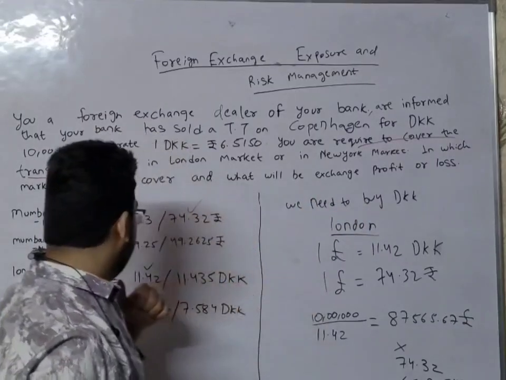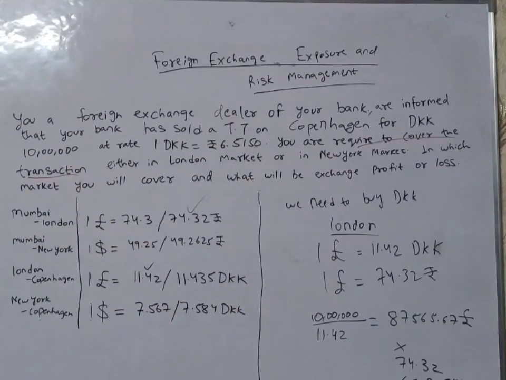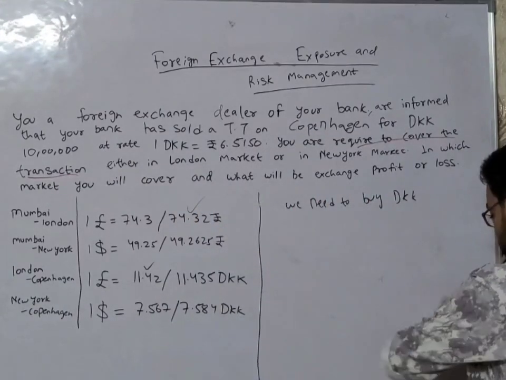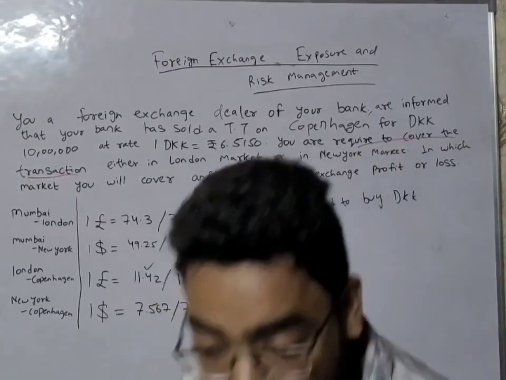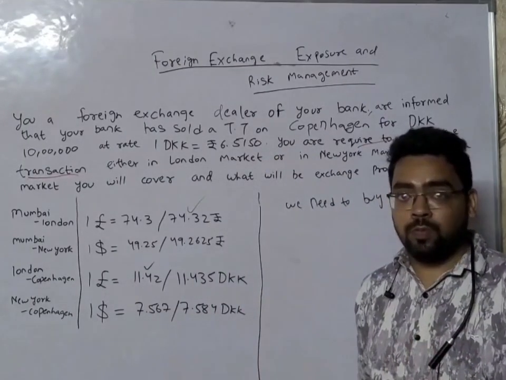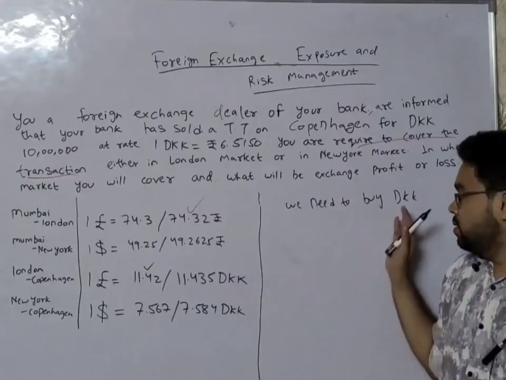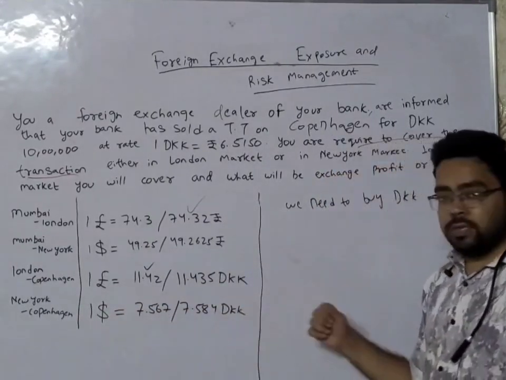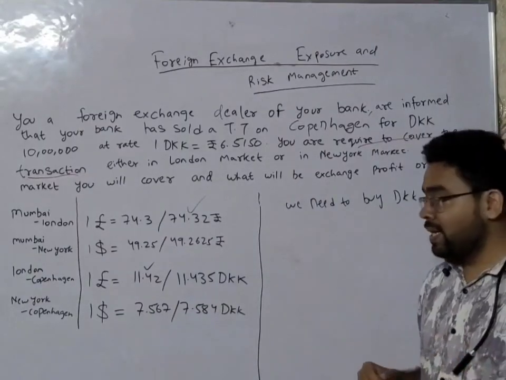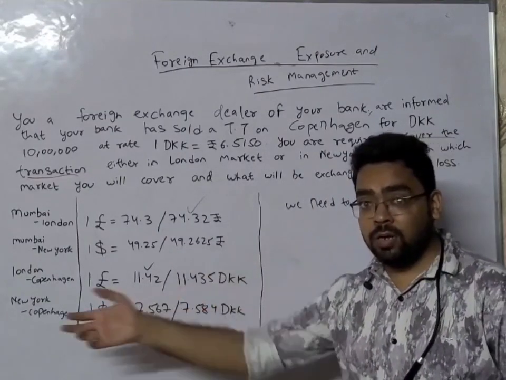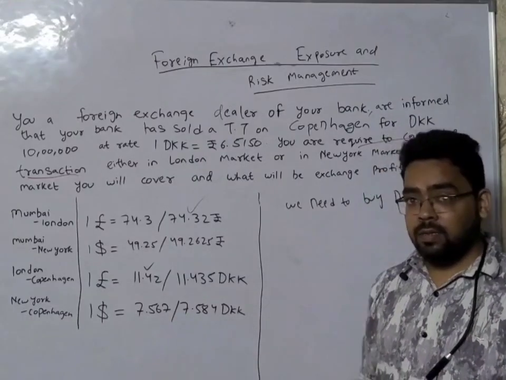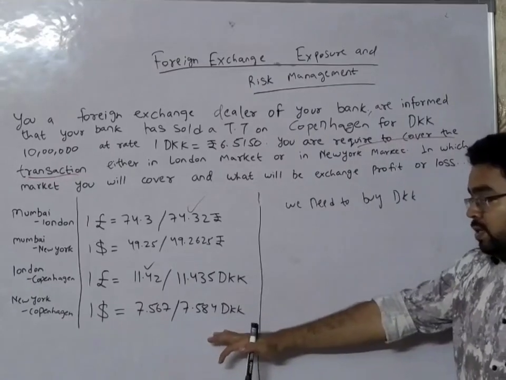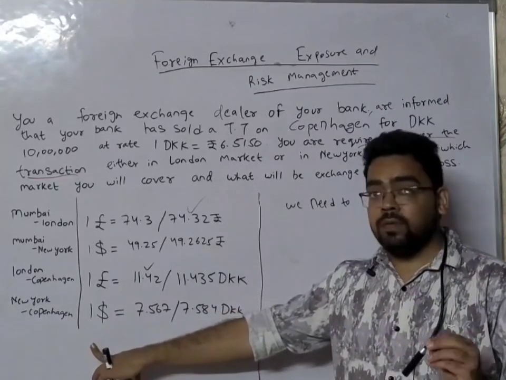Now let's see if we are dealing in the New York market. Again we will start the same. That is, we need to buy DKK, and to buy DKK we will sell rupees, but we are not given the direct rate. One by one we will start. Now we are entering the New York market. This is the first rate which is given for DKK. We need to buy DKK, so we will sell dollar. We will sell dollar at authorized dealers buying rate. Here we are given the rate of $1.